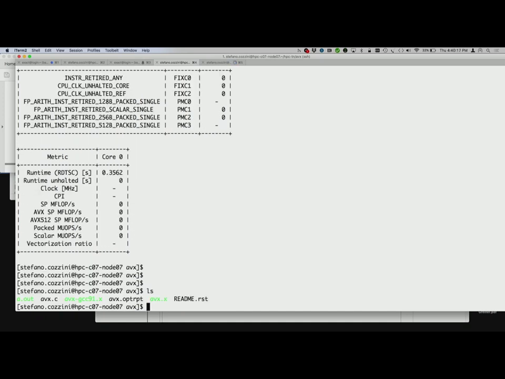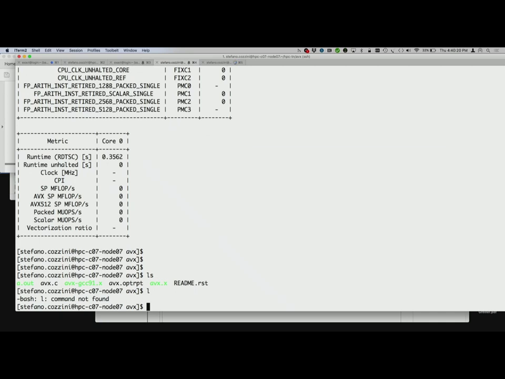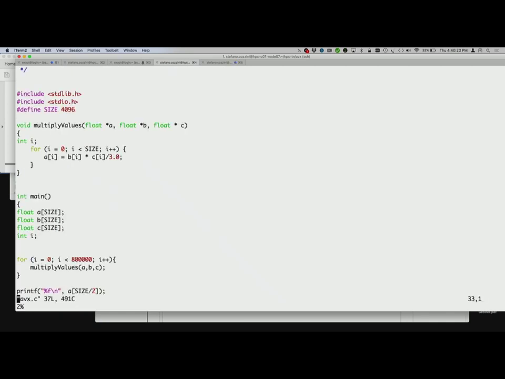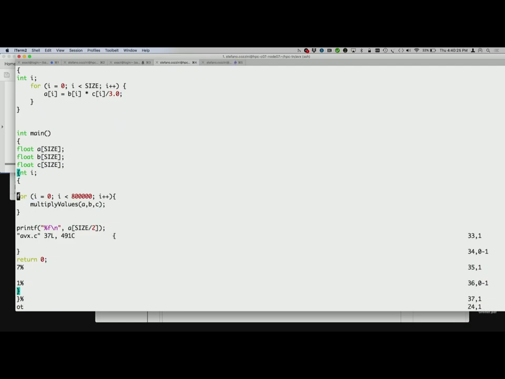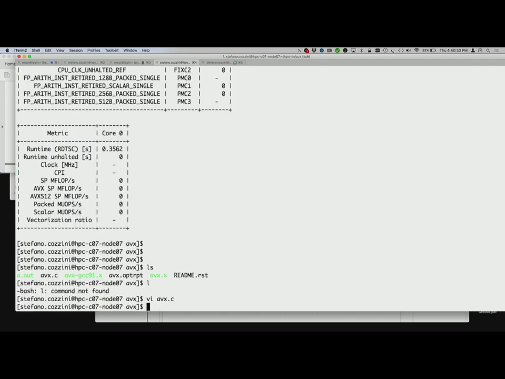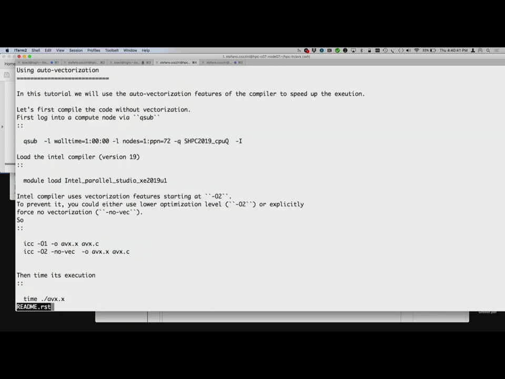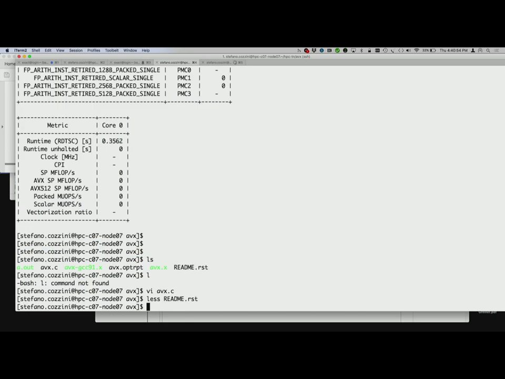I was just looking at the fact that it's a very simple example here in which we just do this operation, and this can be easily vectorized by the compiler. So if you compile in the right way, you can have a great speed up. Here, if I compile this way, there is no optimization and no vectorization. If I ask it to compile with optimization, I can actually vectorize it.